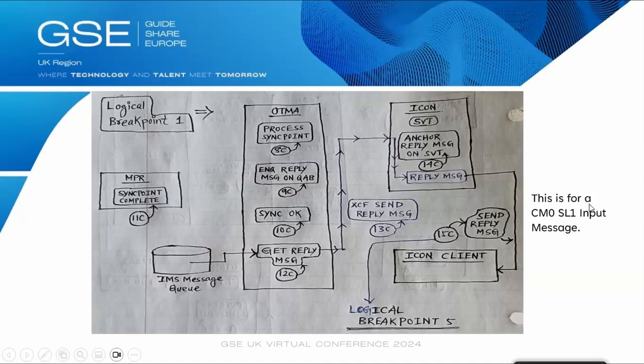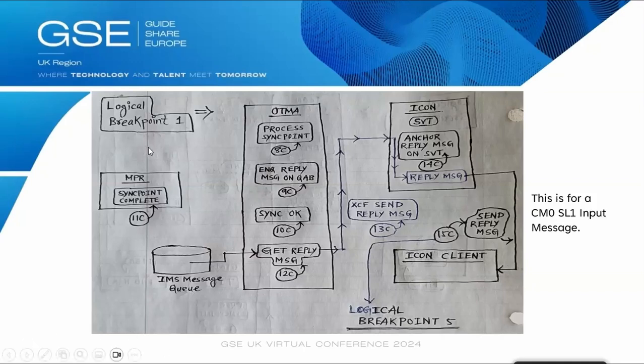Right, and remember, we are taking a look at the CM0 SL1 input message, right? SL1 means the IMS Connect client has to either send an ACK or a NACK, right? And we are now taking a look at the CM0 protocol. So at logical breakpoint 5, which is 15C, two routes are present. The IMS Connect client can either send an ACK or a NACK reply message back to IMS Connect.